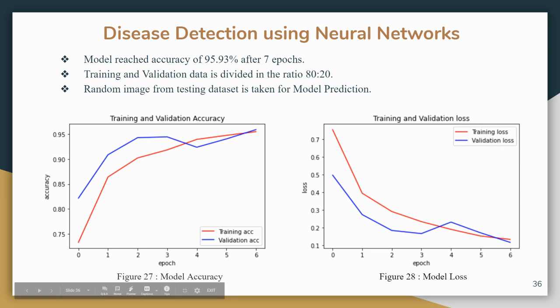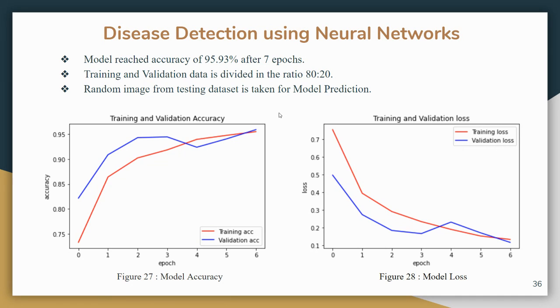Next is the disease detection using the neural networks. After the training of the model, we have seen that the model has reached an accuracy of 95.93% after 7 epochs. Here is the model accuracy of both the training and the validation data. We can see that the training and validation data reaches approximately 95% after 7 epochs, and the model loss also reaches almost around 0.1% after 7 epochs. The training and the validation data is basically divided in the ratio of 80 to 20.